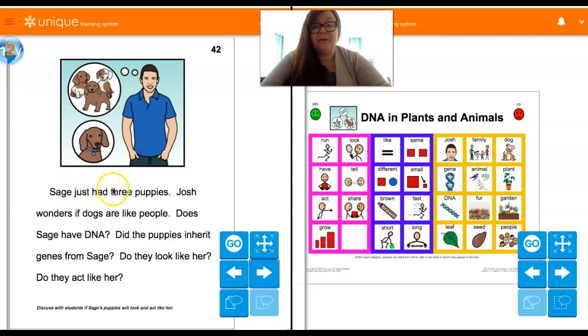Sage just had 3 puppies. Josh wonders if dogs are like people. Does Sage have DNA? Did the puppies inherit genes from Sage? Do they look like her? Do they act like her? What do you think? Do you think that Sage's puppies will look and act like her? Let's find out.